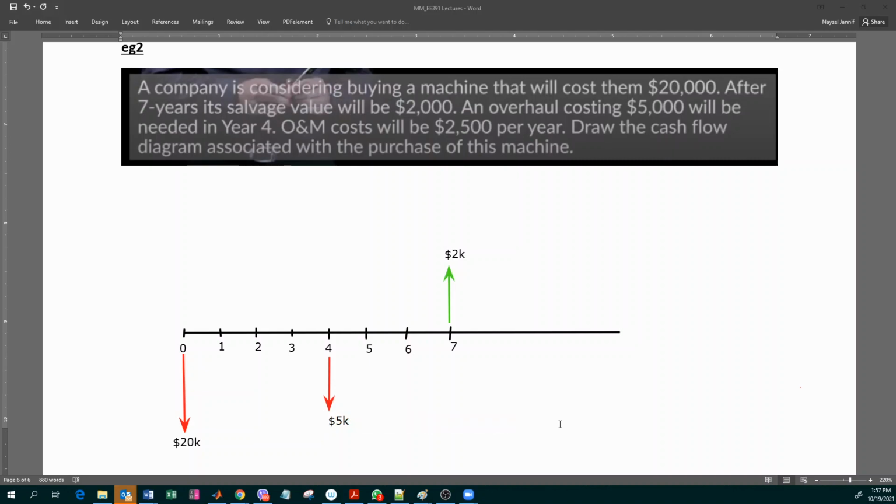Now, operations and maintenance cost of $2,500 per year. 2,500, 2,500, 2,500. I made a mistake there. I should have done 2,500, 2,500, 2,500. I don't know how to draw a dotted line, but I'll just say 2,500 per year, O and M.